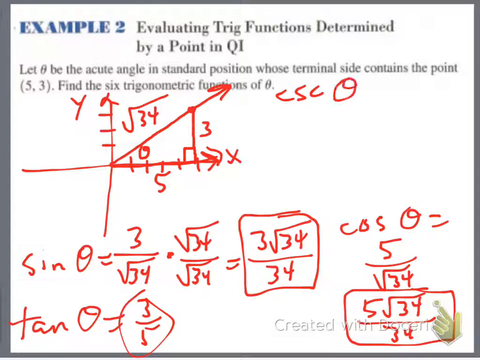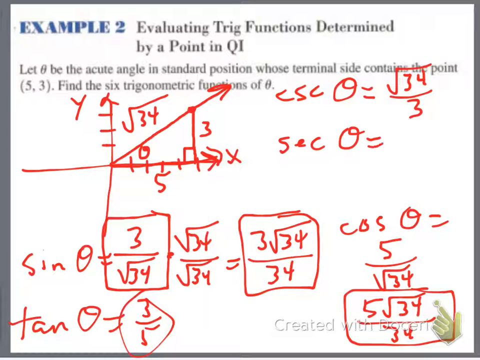Cosecant of theta. Now remember, cosecant is the reciprocal of sine. So I would look right here. If I flip that fraction, that's radical 34 over 3. Secant of theta is the reciprocal of cosine. So again, I would look to this fraction right here. Square root of 34 over 5.